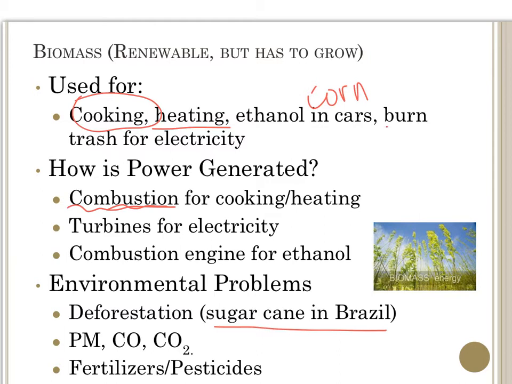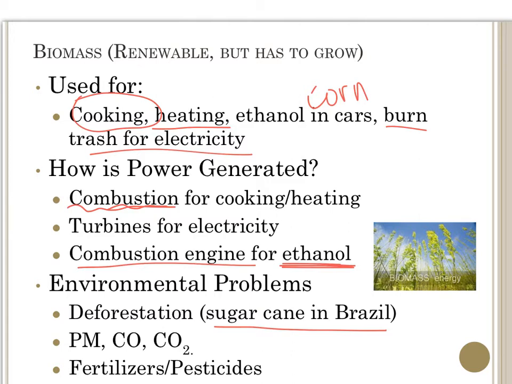If we burn the trash for electricity, it's the same process. You light it on fire, you boil water, and the steam spins the turbines. And then for ethanol cars, it would be the internal combustion engine. So some cars run on ethanol instead of gasoline. Our environmental problems: in order to grow sugarcane in Brazil, they cut down parts of the rainforest, the Amazon.